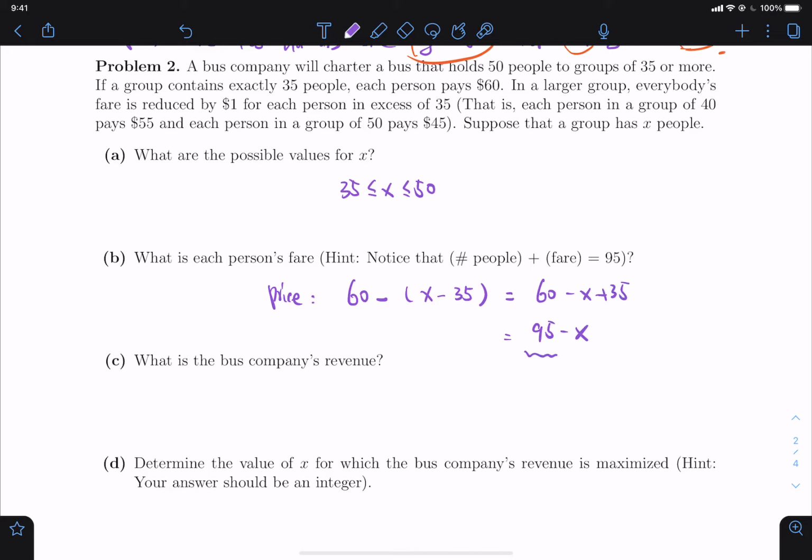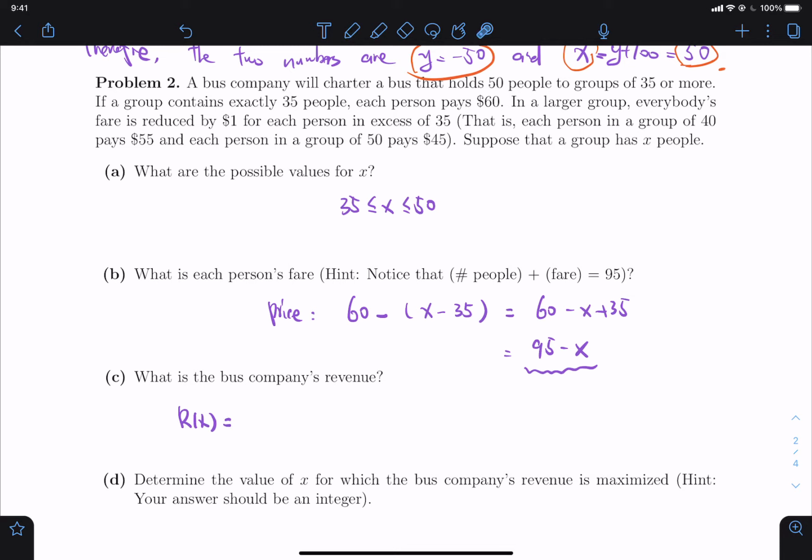And question C, what is the bus company's revenue? We know the revenue function, R of x, is equal to the number of people times each person's price. We have supposed that a group has x people here, so it's going to be x times each person's price, 95 minus x. Very simple, like that.